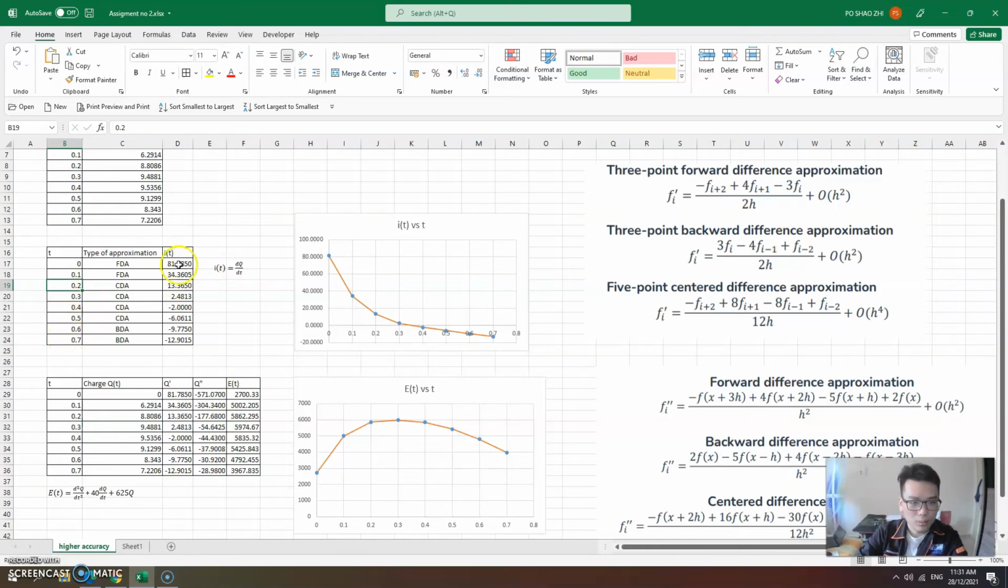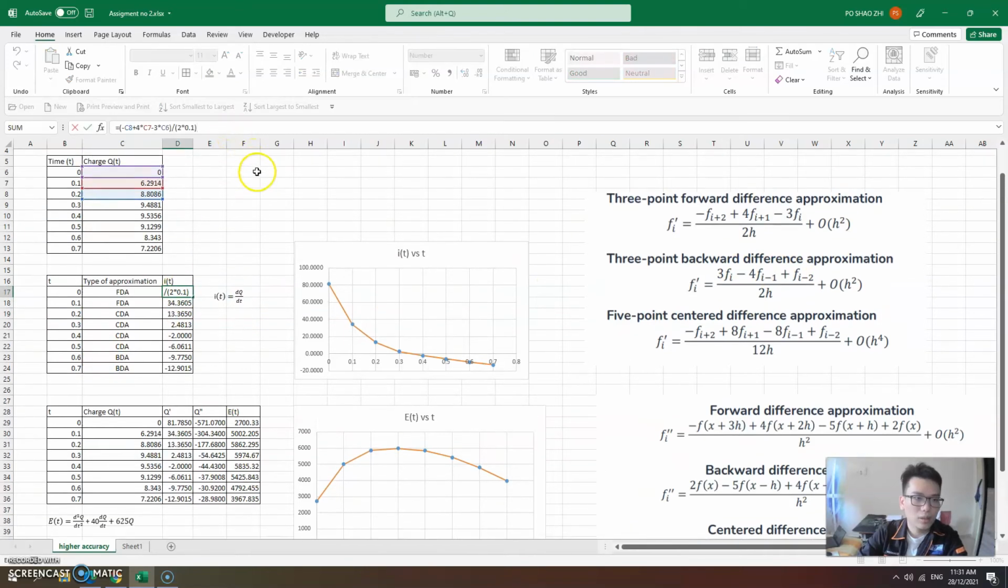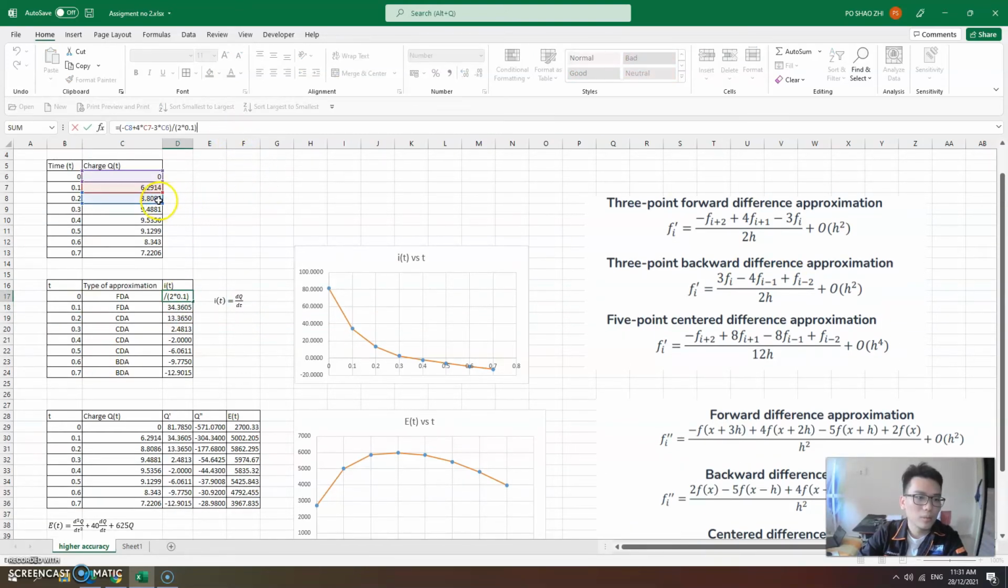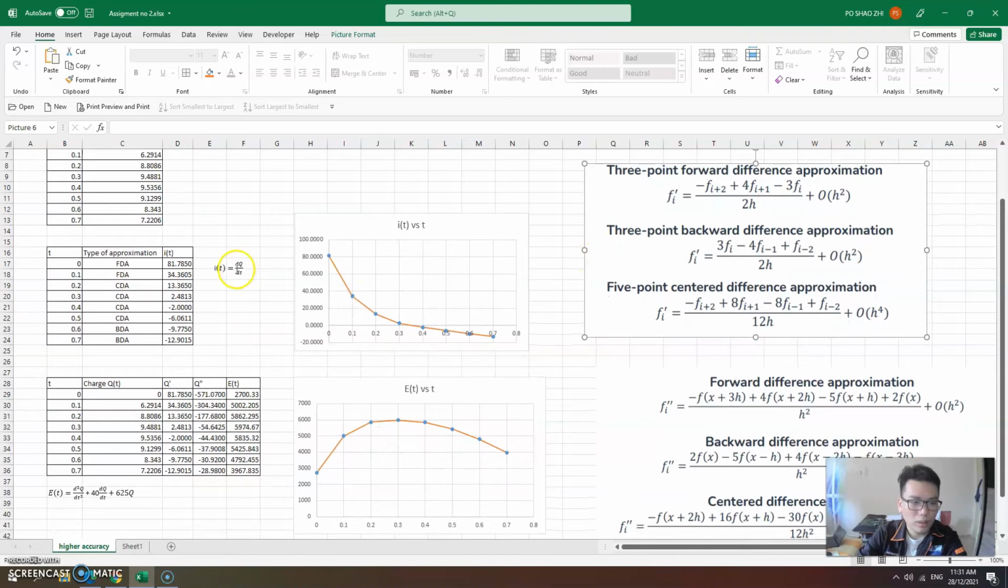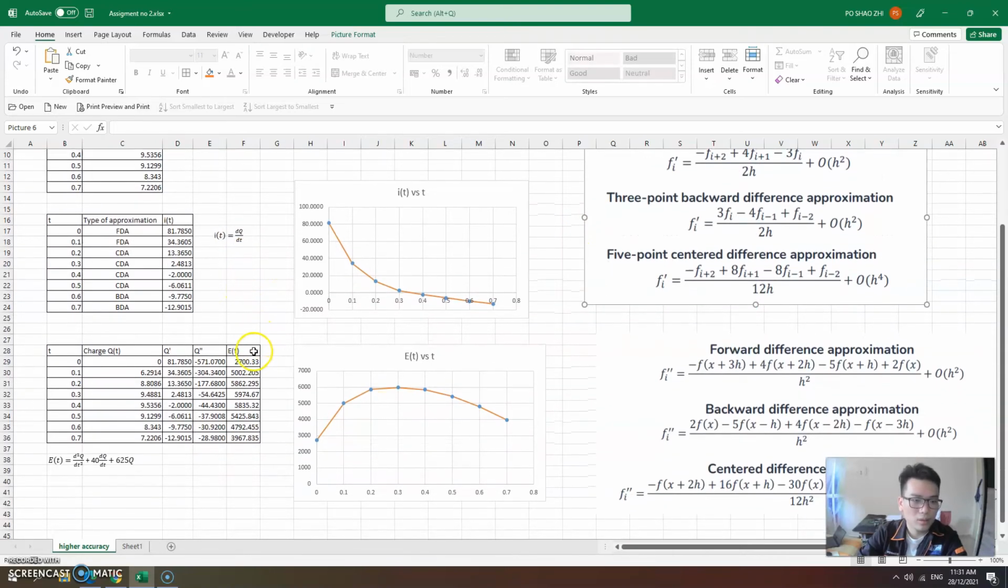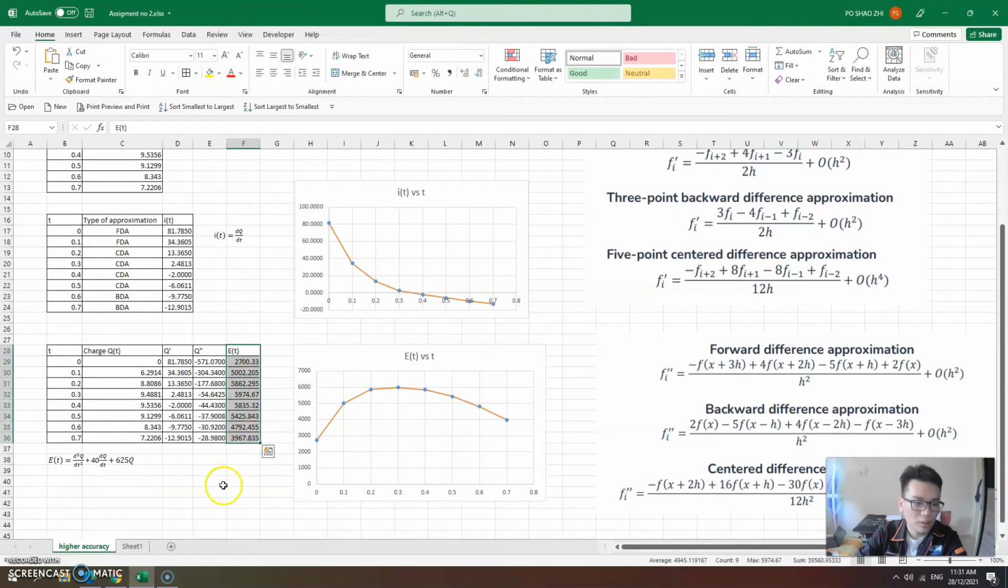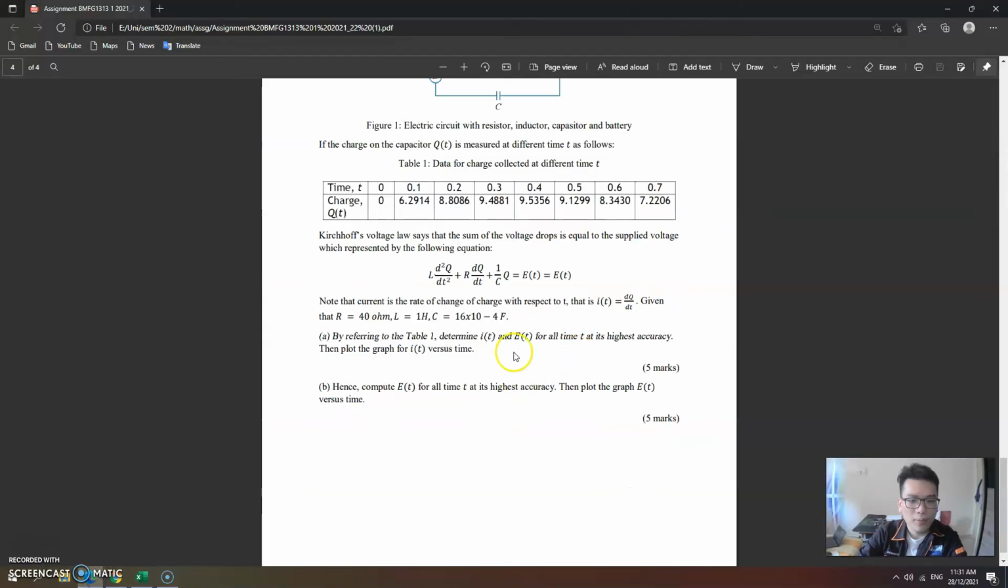So by keying in the formula over here, you can see the first 2 blocks are the first 2 points of 0, then the second point, and the last point, and the step is 0.1. For CDA it is also the same, following the formula over here, the picture over here. And then you get dq over dt. So the question A is to find E(t). So E(t) is given by this equation. We already found dq over dt.